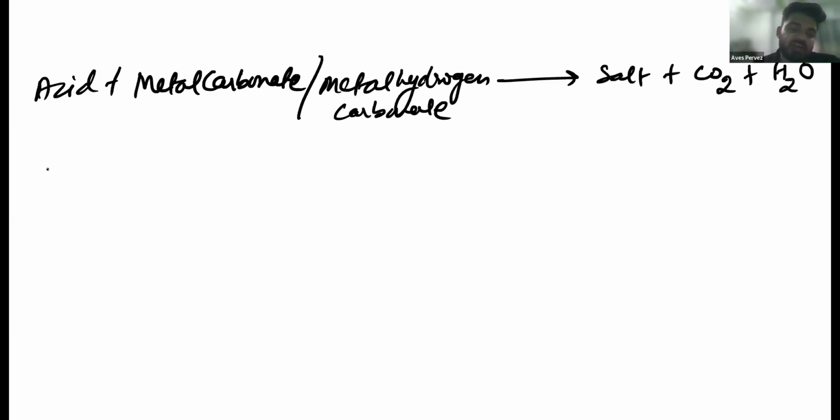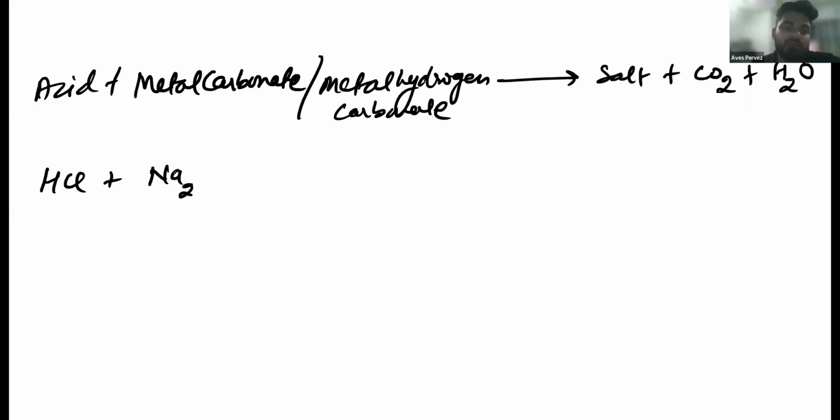For example, if I'm having HCl reacting with Na2CO3. Is it salt plus H2O plus CO2, right? Yes, you can write it like this. It is not necessary; the products should be the same. You can write H2O plus CO2 plus salt, or you can write salt at the end. There is no sequence required for writing this.